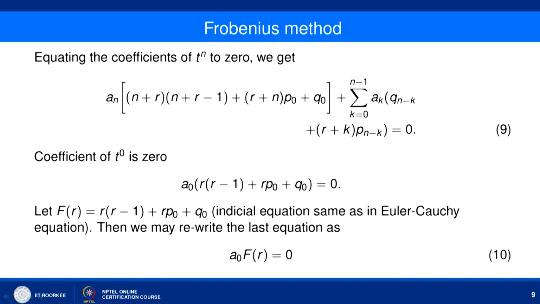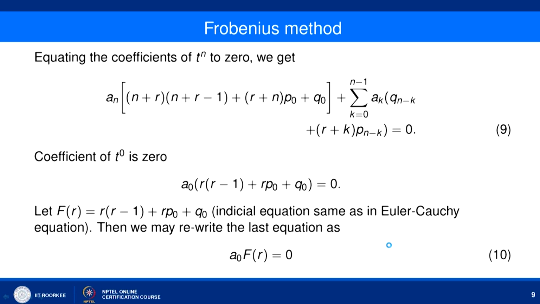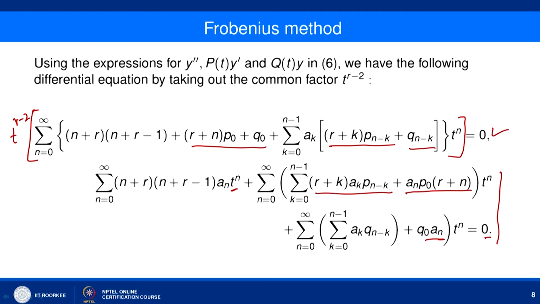n plus r minus 1. So here we just calculate the coefficient of t to the power n. What you will get: n plus r minus 1 a n, and here the coefficient of t to the power n is a n p naught r plus n. Here what you will get: q naught a n. So here we are writing a n into n plus r minus 1 plus r plus n p naught plus q naught, plus now we look at this term here: k equal to 0 to n minus 1, r plus k a k p n minus k, plus k equal to 0 to n minus 1 a k q n minus k, that we are writing here.